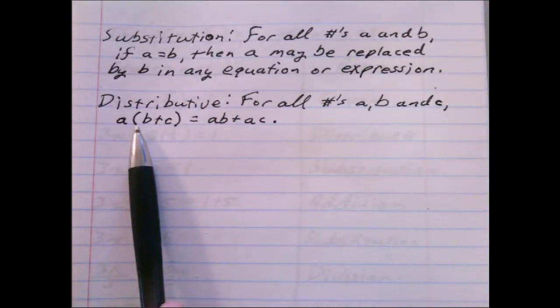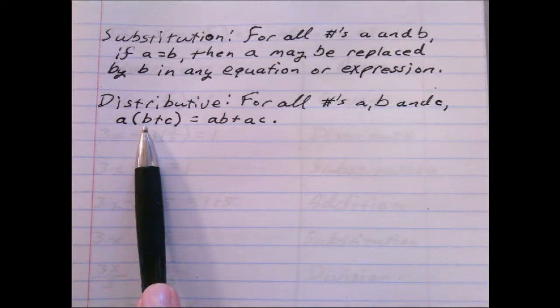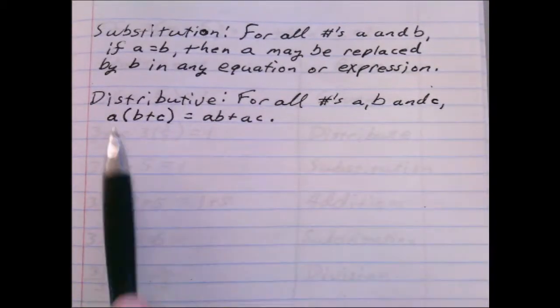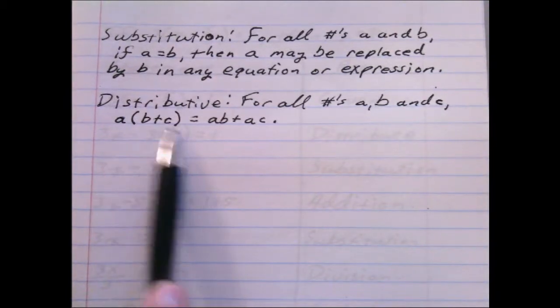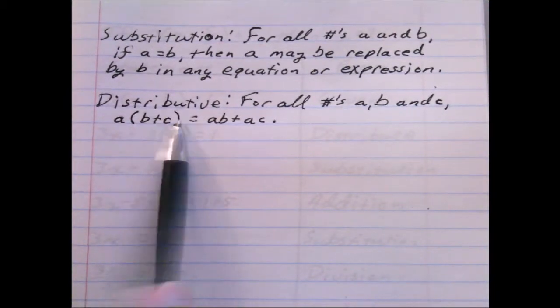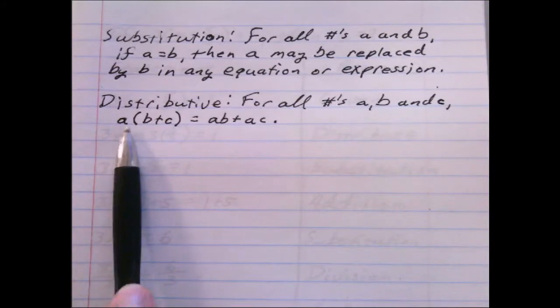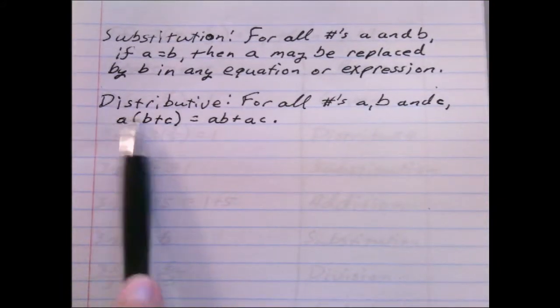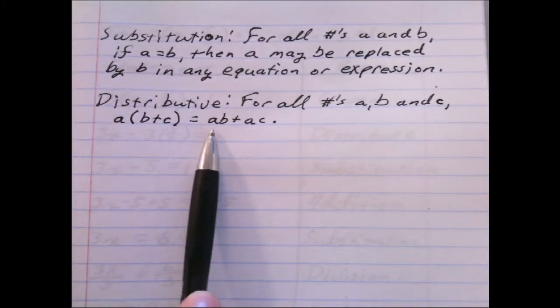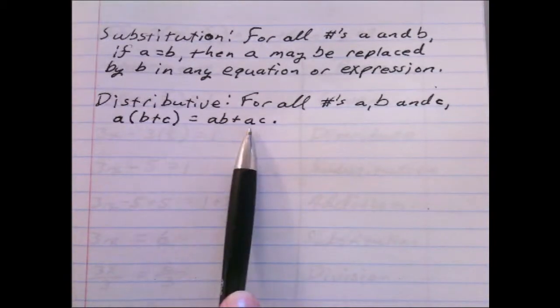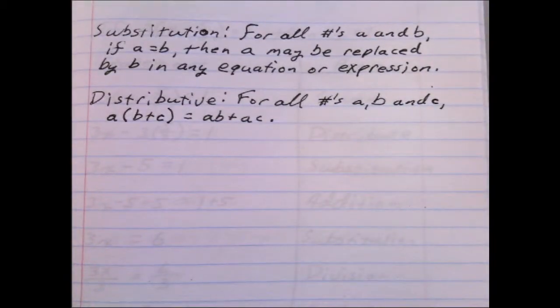And then the last one is distributive, and I believe most of us have been working with this one for a while as well. For all of our numbers A, B, and C, when we have B plus C in parentheses and A is multiplied by that parentheses, then we just distribute A times B plus A times C, and that would be the distributive property.